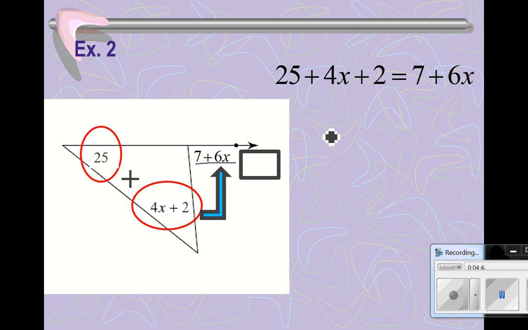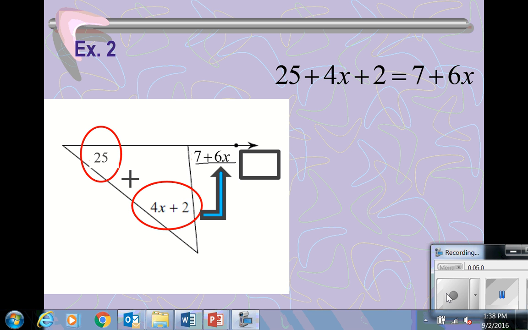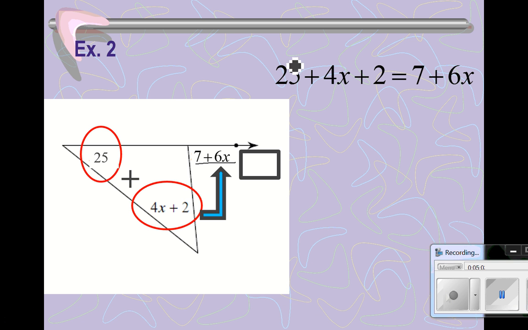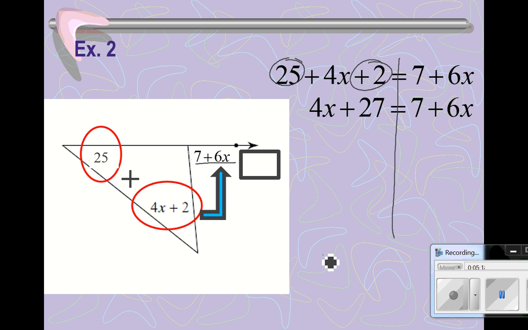So I have 25 plus 4x plus 2 equals 7 plus 6x. Go ahead and solve this equation and get your answer for what x equals. Let's start by combining like terms, and I notice that I have a whole number and another whole number, so I can combine those. 25 plus 2 would be 27. So I can bring down the 4x plus 27, bring down the equals, and the 7 plus 6x.